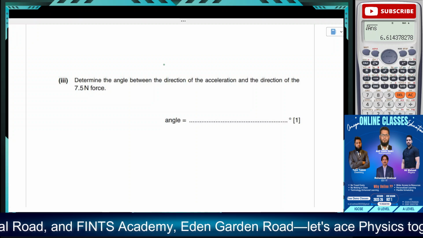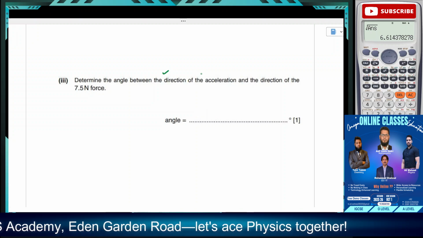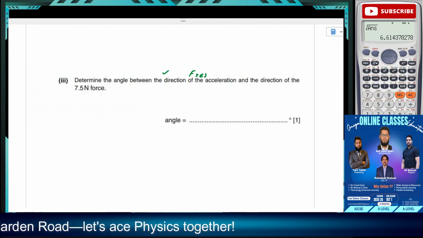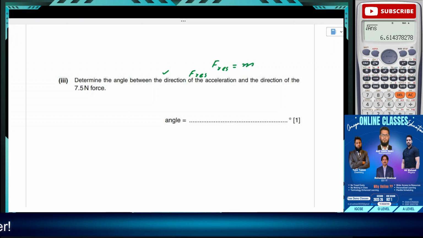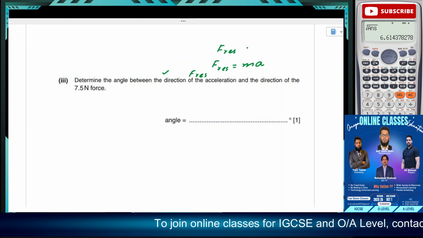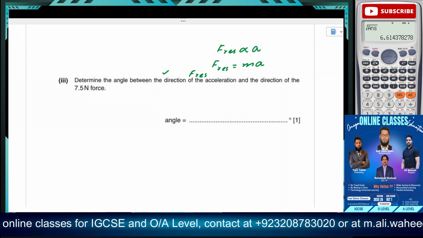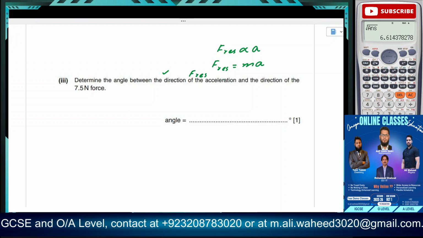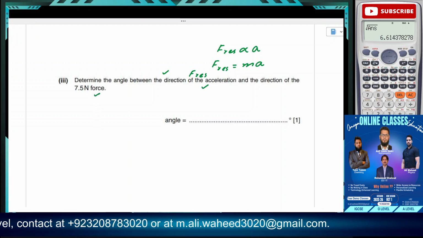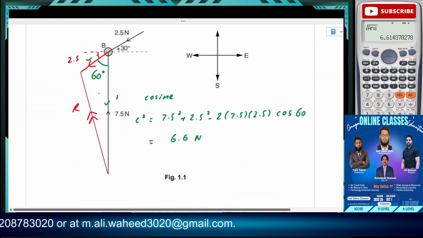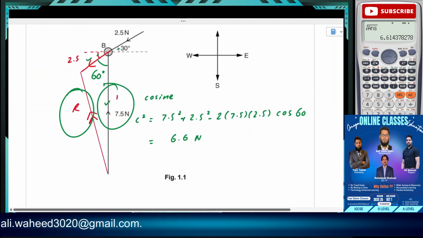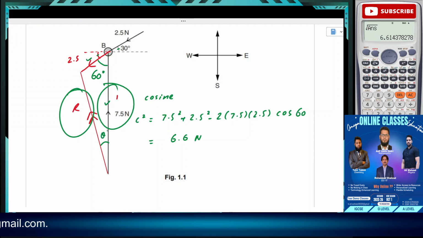Determine the angle between the direction of the acceleration. Direction of the acceleration is the same as the direction of the resultant force, because we carry forward this formula from O levels or IGCSE, that resultant force is proportional to acceleration. And their direction is the same, even in the circle. So we need to find the angle between the resultant force and the 7.5 Newton force. So which one is the resultant? This one. 7.5 is this one. What is the angle between these two? This one.